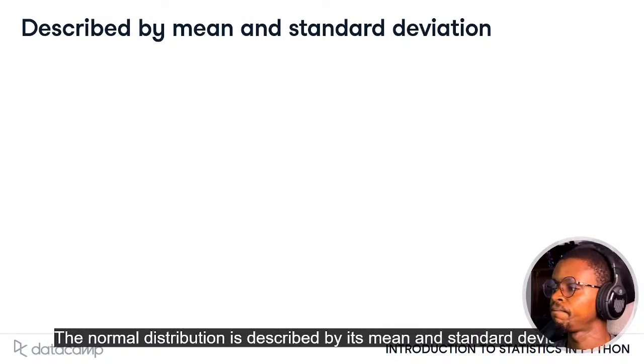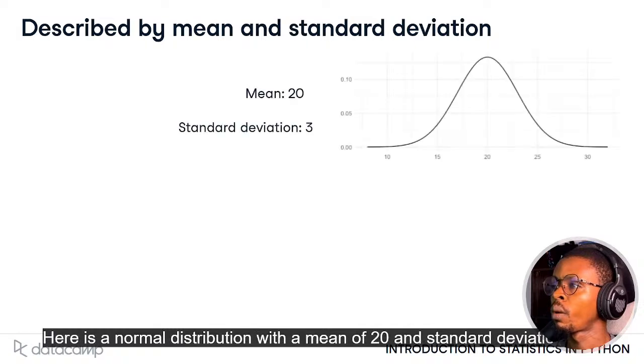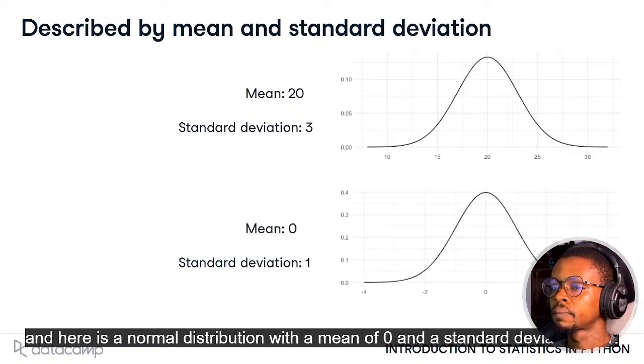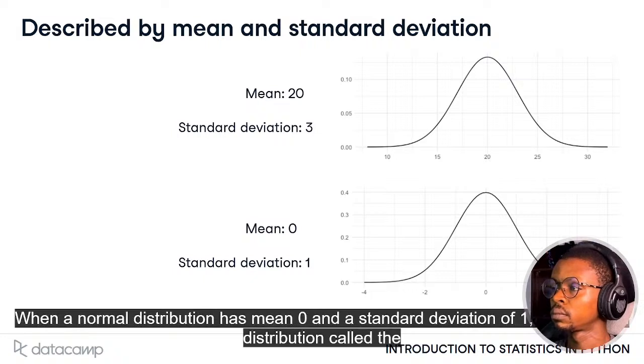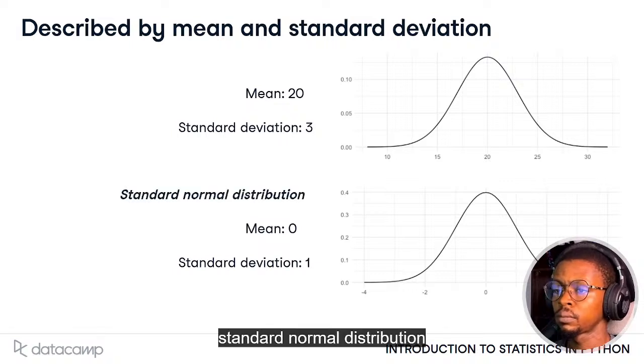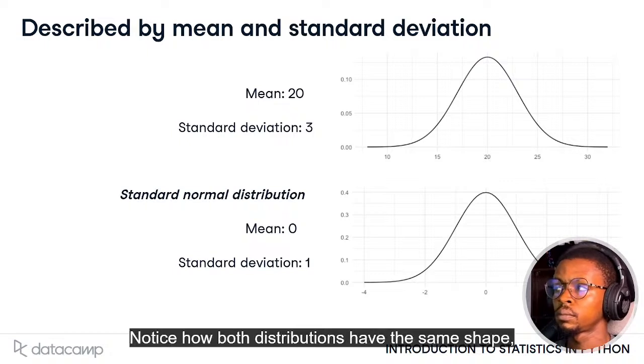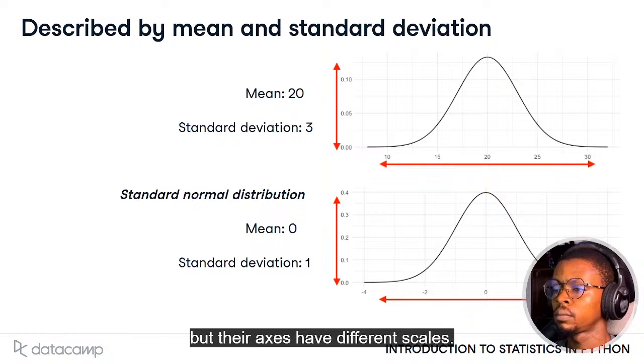The normal distribution is described by its mean and standard deviation. Here is a normal distribution with a mean of 20 and a standard deviation of 3. And here is a normal distribution with a mean of 0 and a standard deviation of 1. When a normal distribution has mean 0 and a standard deviation of 1, it's a special distribution called the standard normal distribution. Notice how both distributions have the same shape, but their axes have different scales.